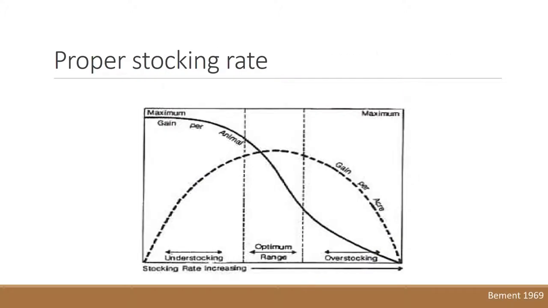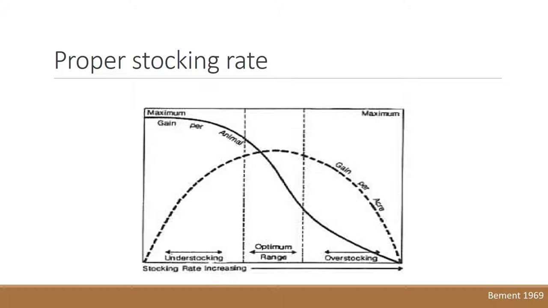Here's a graph that was created by Bement a long time ago, and it's just a conceptual graph where you see those two ideas coming together. Animals will have maximum gain per animal when the range is understocked, but you're not going to have very much gain per acre. As you increase stocking, you'll have decreased production per animal, but increased animal production per acre. In the middle of that graph is this hypothetical optimum range where animals are still gaining fairly well. They're starting to decrease production per animal, but you're having more gain per acre.